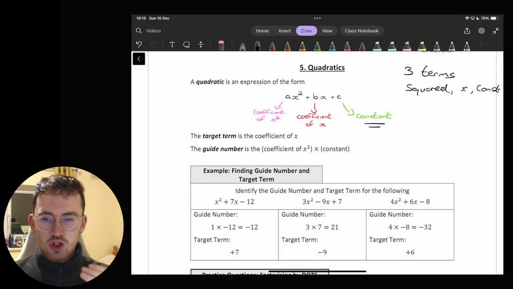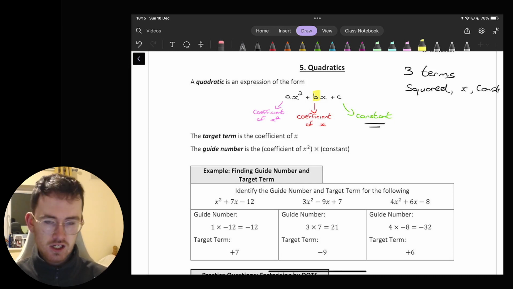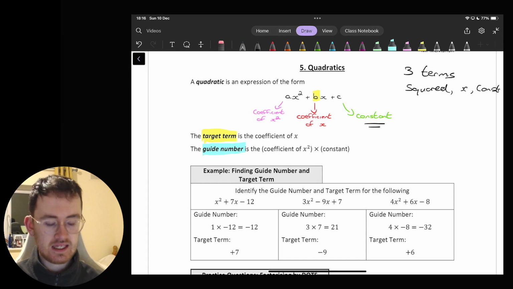We have a few different words we're going to be using here. I've put down two different terms for us. The first one is called the target term. The target term we're going to consider to be the one in front of the x. Target term is not as important as the second one we're going to look at here, the guide number, which is the most important one here. And this is the one you really need to remember.